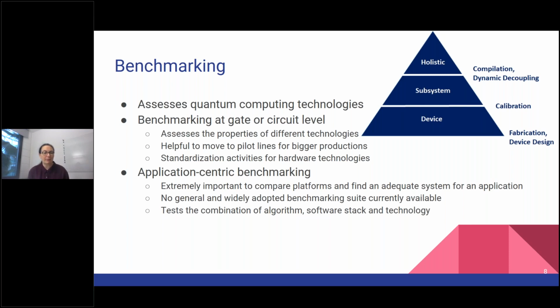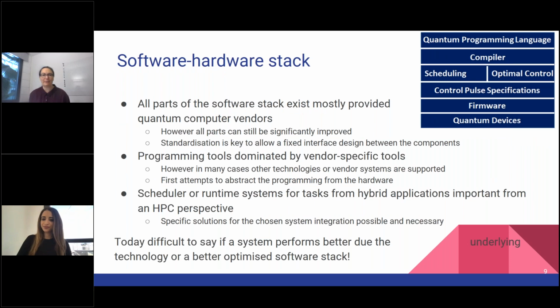There is currently no generally or widely adopted benchmarking suite available for application-centric benchmarking, but one can say that Atos has done a first step in this direction with Q-Score. What one has to keep in mind with application-centric benchmarking is that you are not only testing your application and your algorithm, but also the software stack below that, and the technology. So you're testing a lot of stuff together, and each of them has to be optimized in order for this to make sense. So I would be handing over now to Chaima, who will talk about the software hardware stack.